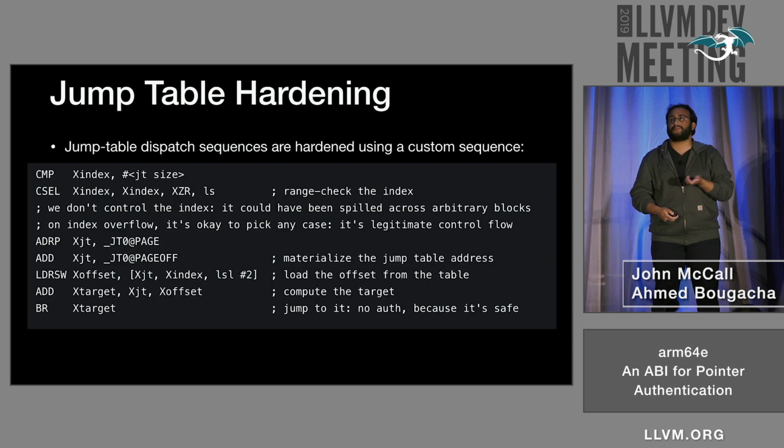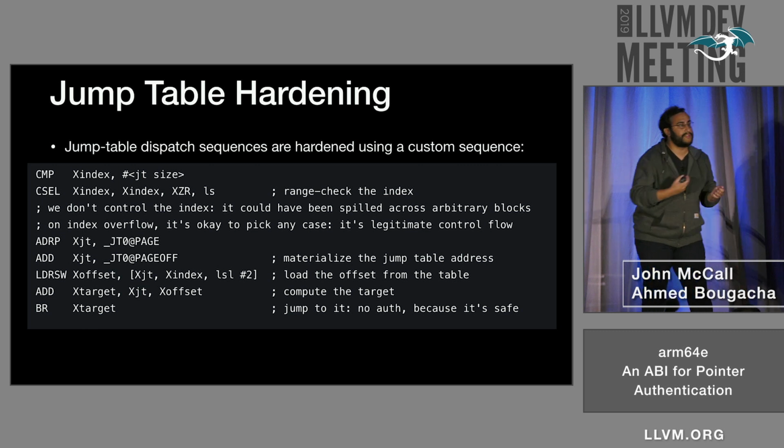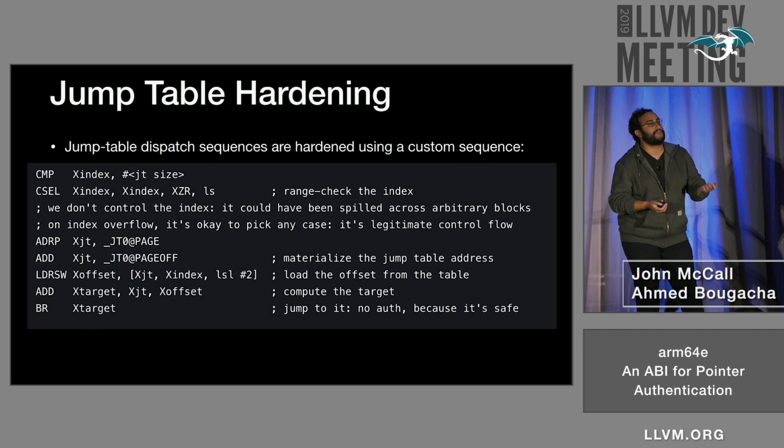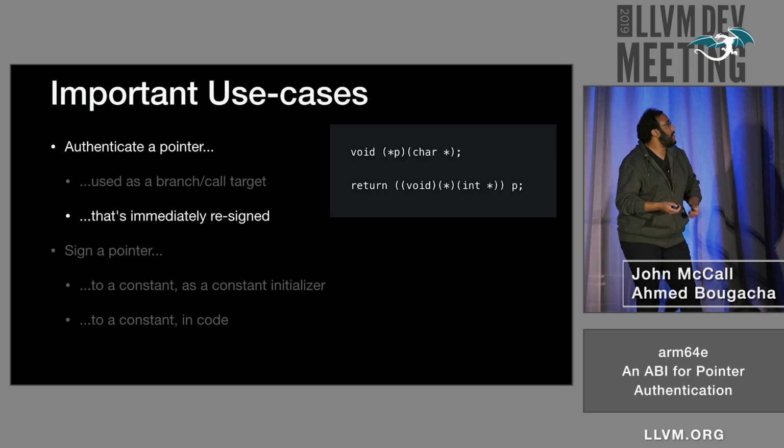So instead, what we do is what we call jump table hardening. So we have this sequence in all jump table dispatch that guarantees the integrity of all the intermediate values. So we range check the index, we make sure to materialize the jump table address in a safe way, and all the way to the actual branch instruction, which now can be just a regular BR that doesn't do any authentication. And that's fine because we know that we control all the intermediate values that were used to derive the pointer. And so this is interesting because it's one of the cases where ARM64e isn't just pointer authentication. It goes beyond because we're really trying to do control flow integrity and more. So that's called control flow.